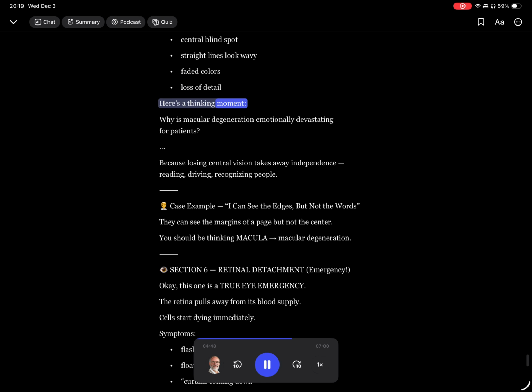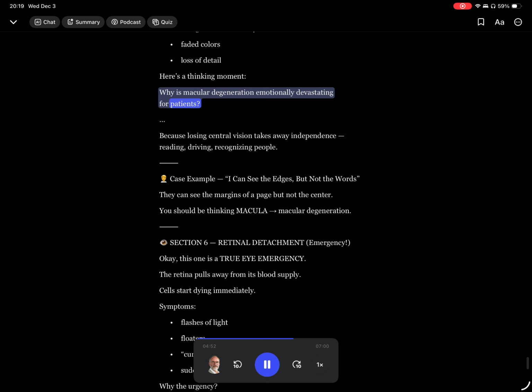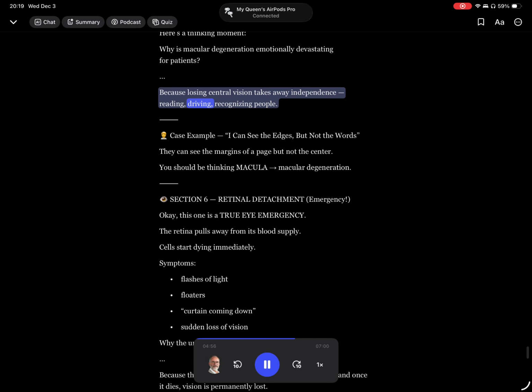Here's a thinking moment. Why is macular degeneration emotionally devastating for patients? Because losing central vision takes away independence, reading, driving, recognizing people.